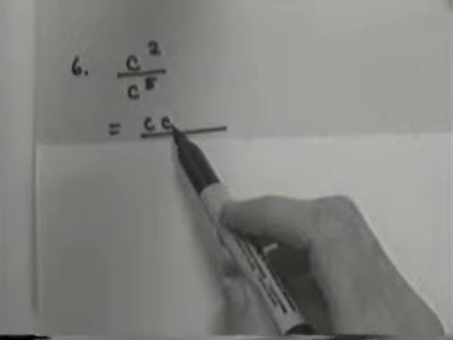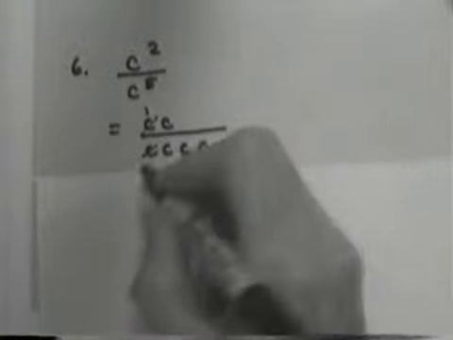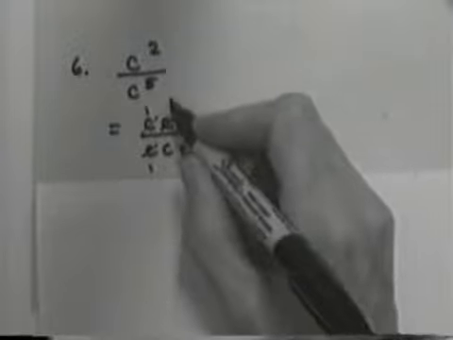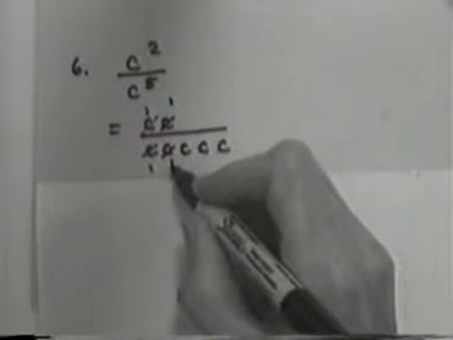On the top we have C times C, and on the bottom we have a string of 5 C's. Now let's cancel. C goes into C one time. C goes into C one time. C goes into C one time. C goes into C one time.